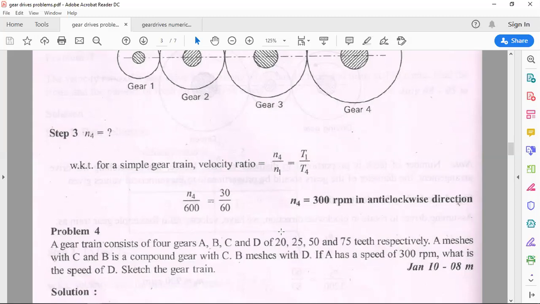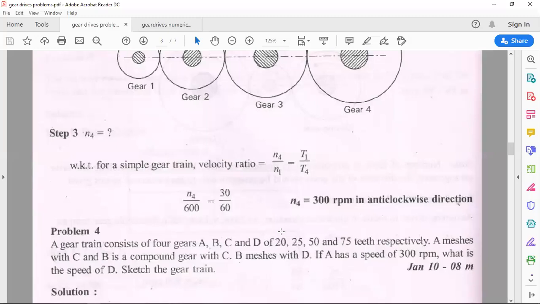A meshes with C. If you look at this, he has given data. He has not told us it is a simple gear train. If he had mentioned a simple gear train, then we would directly use one-to-one drives: A drives B, B drives C, C drives D. But in this case, he has mentioned a gear train and not a simple gear train, and he has also given which gear is meshing with which. So gear A is meshing with gear C, not with gear B. Gear A is meshing with gear C, and gear B is a compound gear with C.